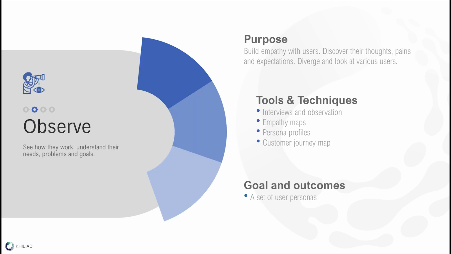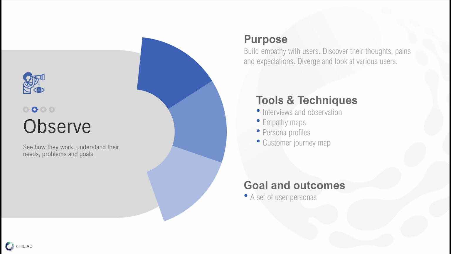The second step is to observe. This is where we start building empathy with users. This is when we start discovering their pains, their needs, and the way they look at the problems. So we try to interview them. We try to watch them if possible. That is not always possible. Not always do we have, or will you have, access to actual real users. Sometimes you need to just put yourself in their shoes.